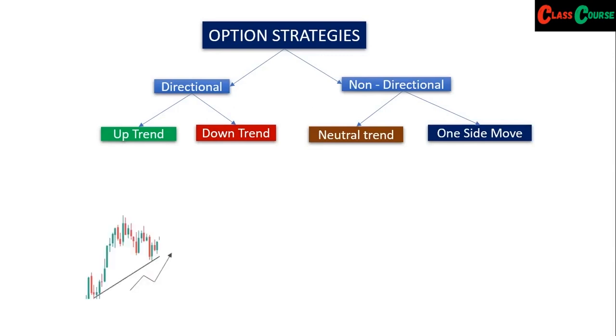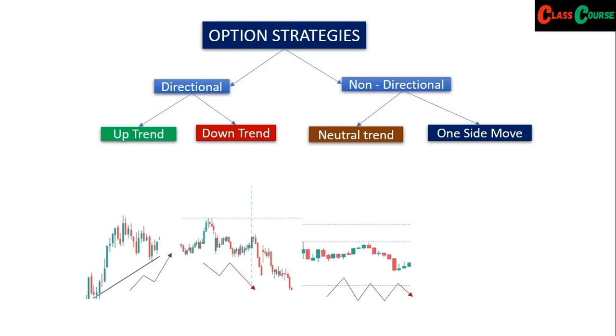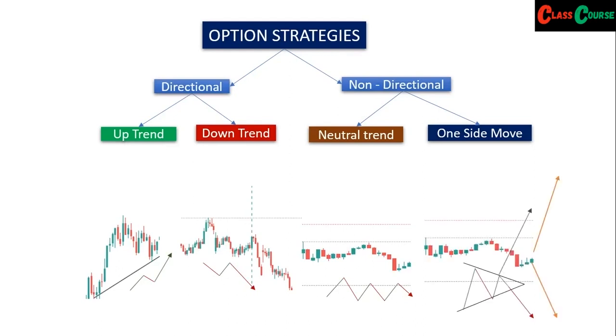Speaking about uptrend, there is a small chart which you can see right now. This is called an uptrend market, the second chart indicates a downtrend market, and the third chart indicates that the market is in a small range. It is consolidating. And the one side move is where the market is in a small range and might go either upside or downside. So one by one we will see what is there in uptrend, downtrend, neutral trend and one side move.